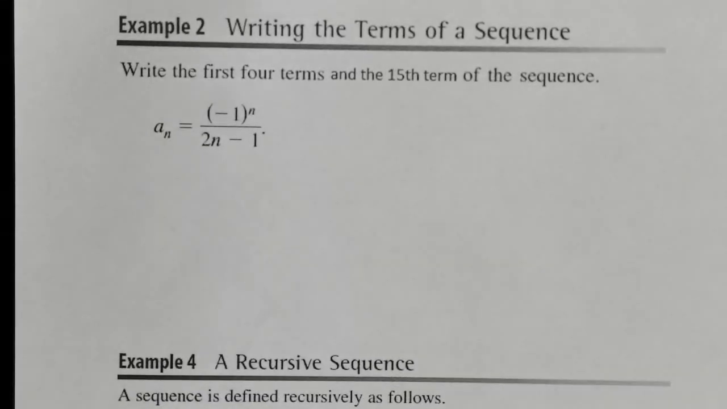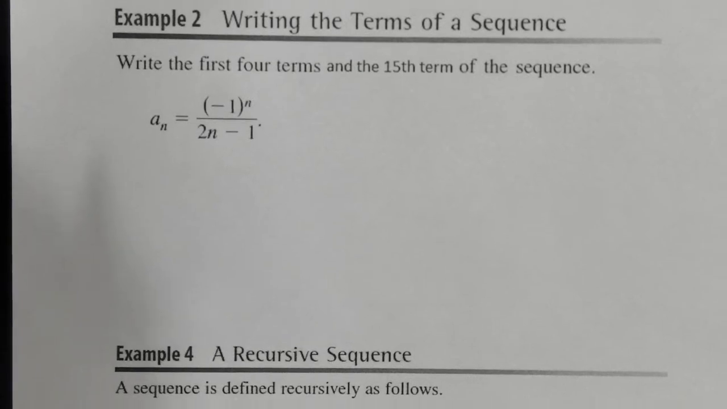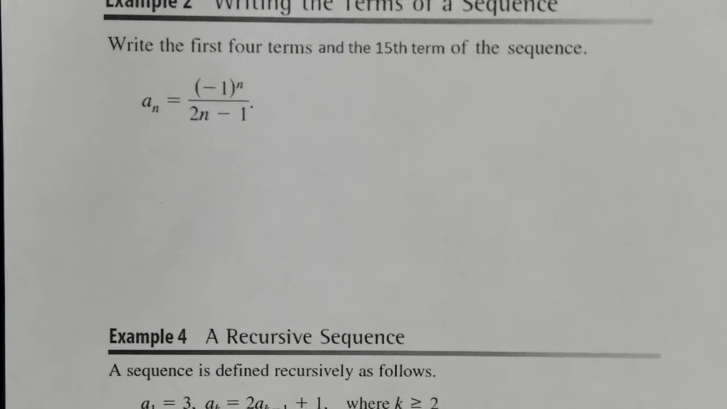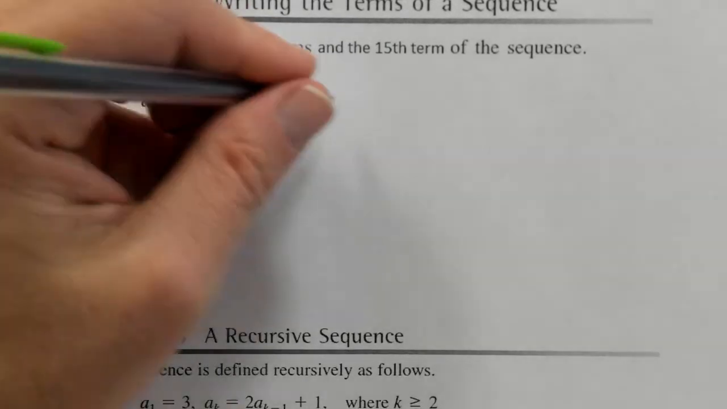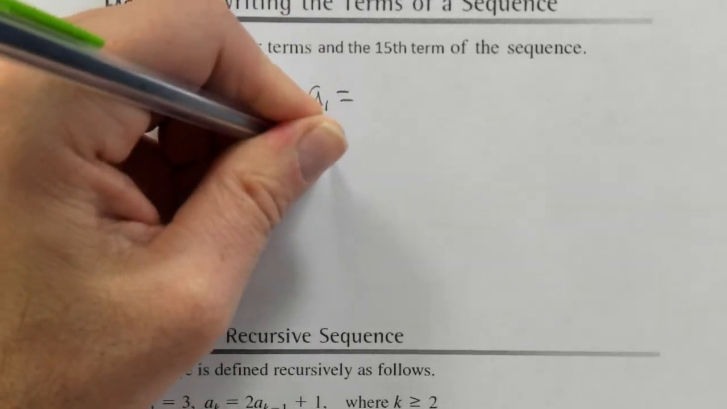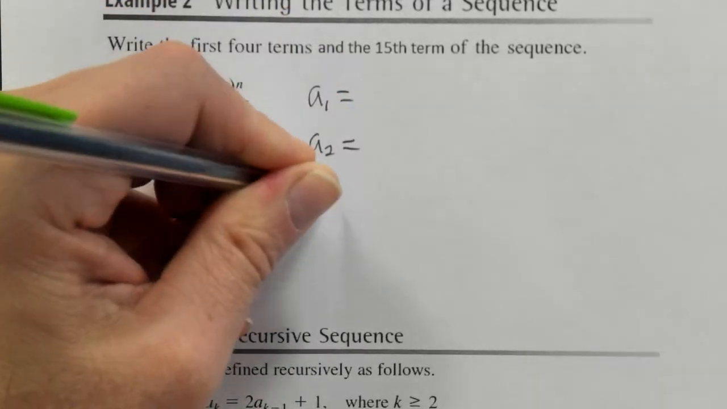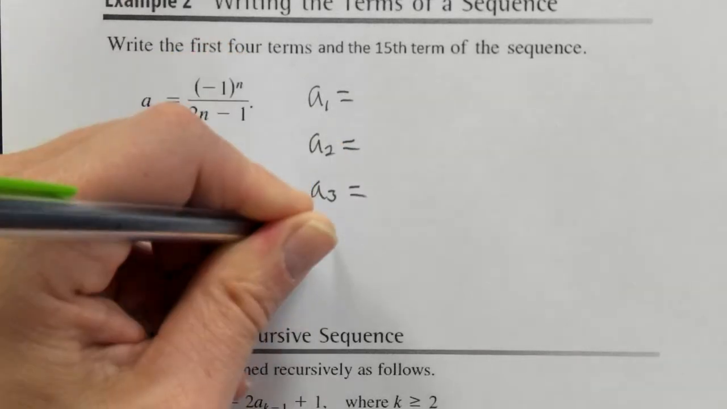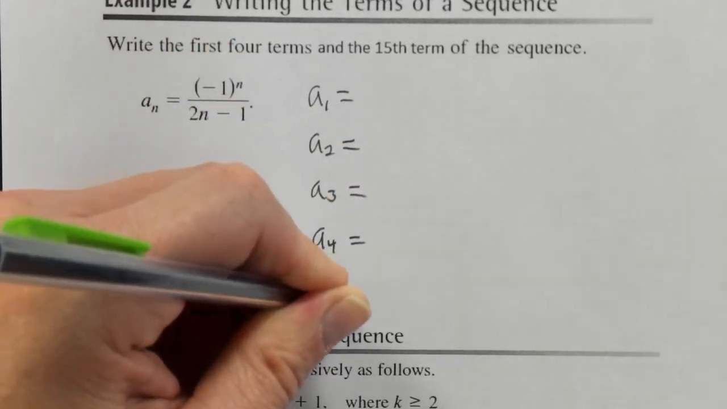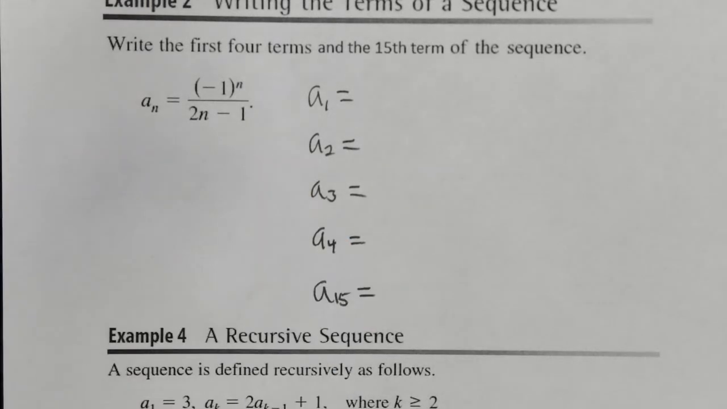Okay, here's the next example that we come to. Again, same directions. We want to write the first 4 terms and the 15th term of the sequence. All right, so we want A sub 1, A sub 2, A sub 3, A sub 4, and A sub 15. All right.